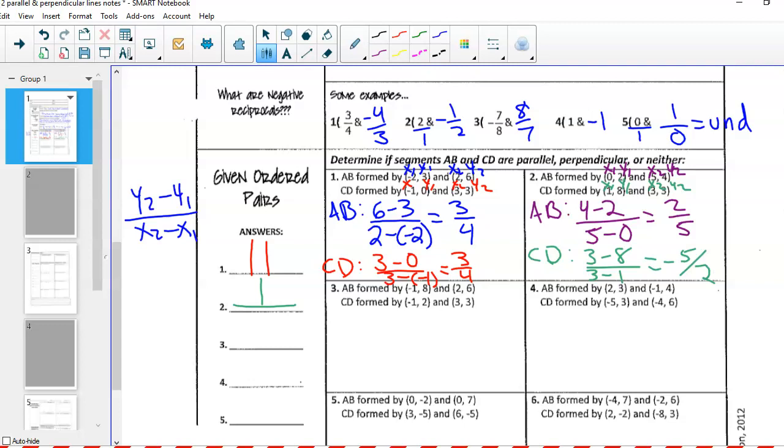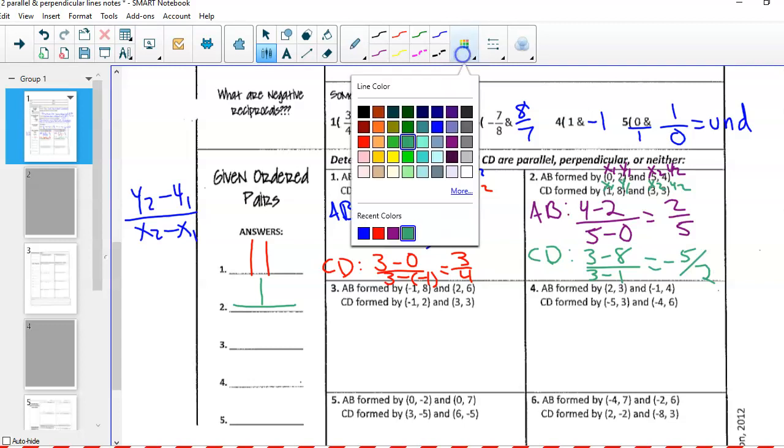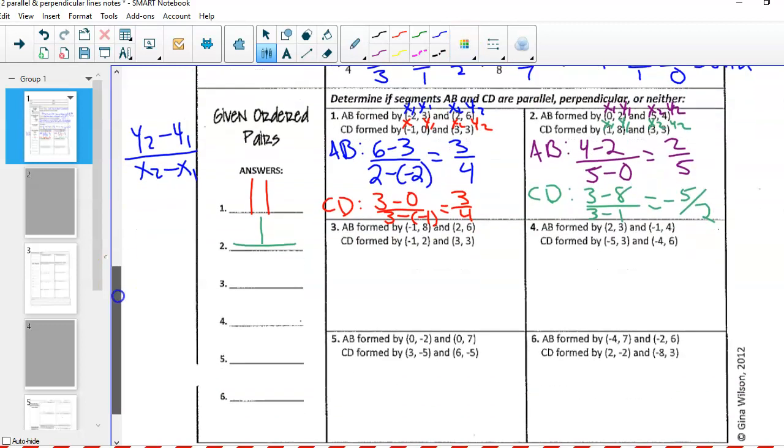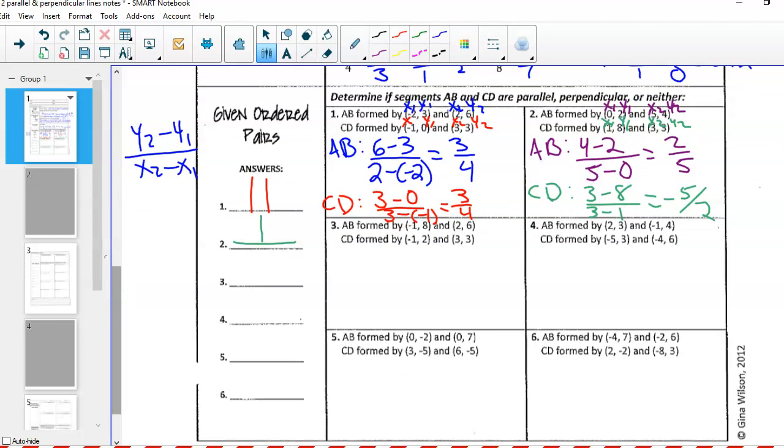We have time to do one more. Let's do 3. So I want you to go ahead and do 3. And then I want you to tell me whether they're parallel, perpendicular, or neither.